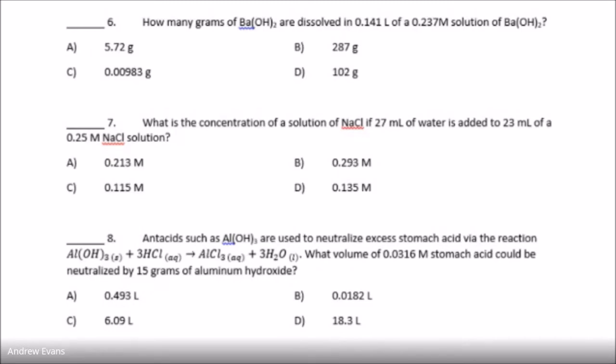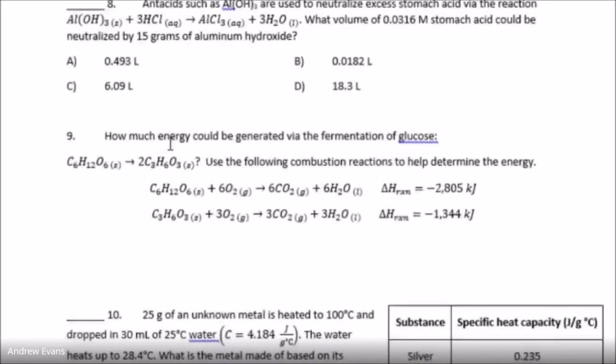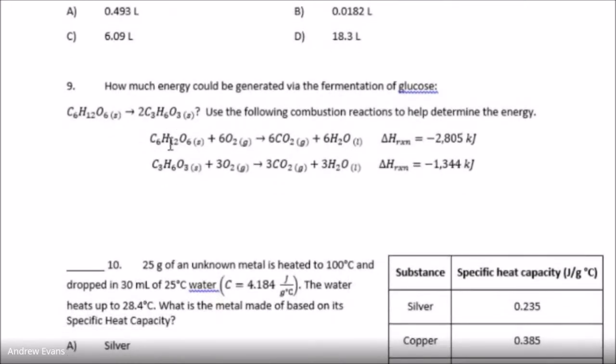So answer is D. Okay. This is a Hess's law problem. How much energy could be generated through the fermentation of glucose? So we're going back to the original problem.